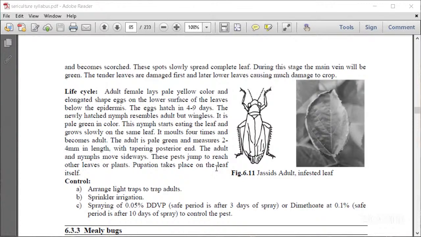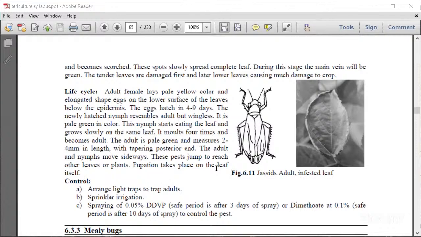The leaf becomes scratched. These spots slowly spread and cover the complete leaf. During this stage, the main vein will be green in color. The tender leaves are damaged first, and then the lower leaves, causing damage to the crop. Here you can see the life cycle.